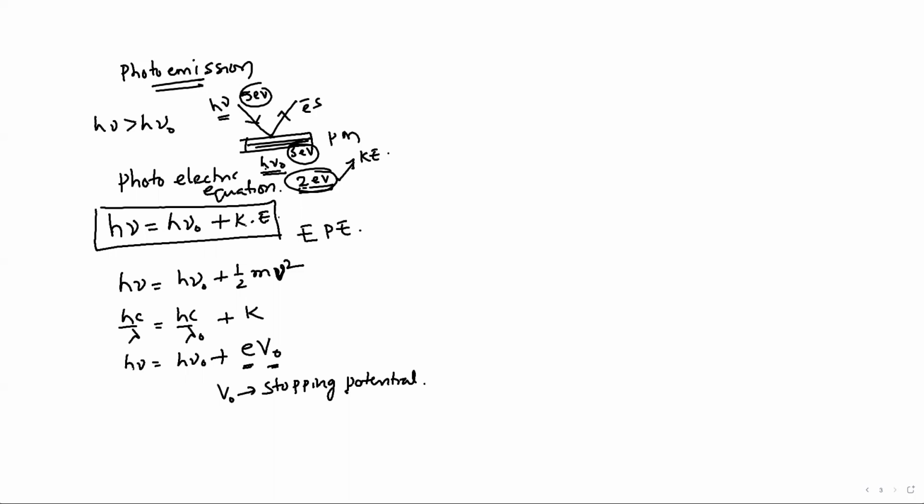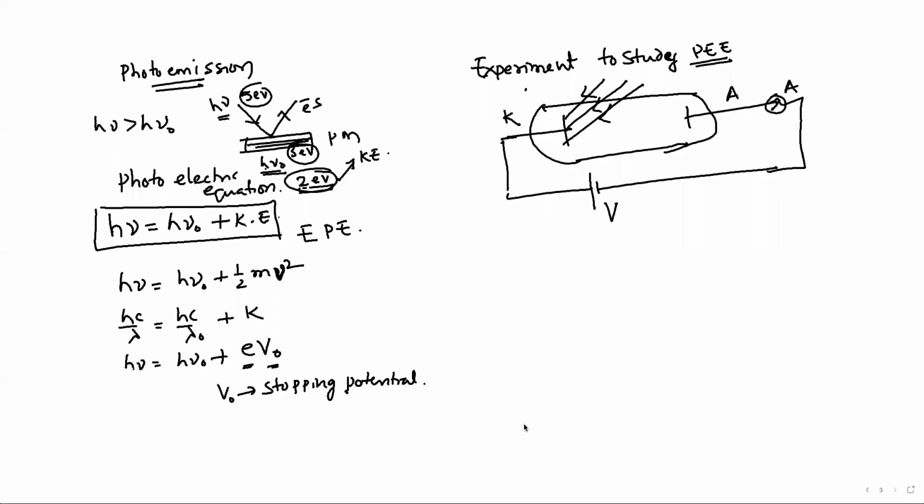The results of the photoelectric experiment are very important. The graphs related to this experiment are very important. Now we discuss them. This is a simple experimental setup to study the photoelectric effect. This is the cathode, this is the anode. The cathode is given negative potential, and the anode is given positive potential.